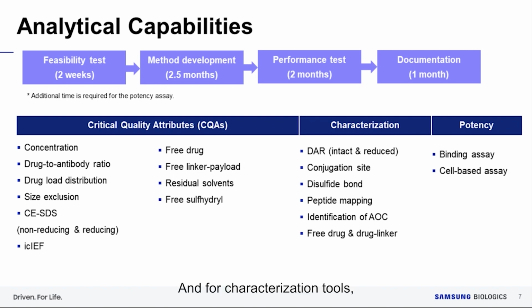And for characterization tools, we have mass spectrometry for those kinds of methods: DAR, conjugation site determination and disulfide bond analysis, peptide mapping for post-translational modification, and for antibody oligonucleotide conjugate, we identify the free drug and drug linkers using LCMS. We also have a binding assay and cell-based assay platform in Samsung Biologics.